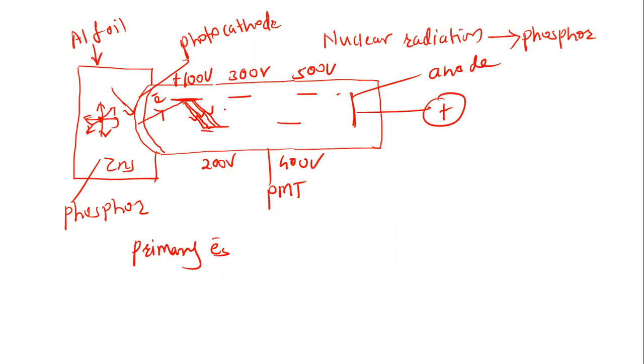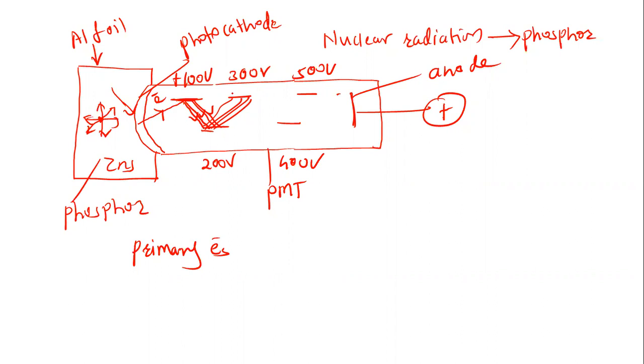Then all these electrons are accelerated towards the second dynode, where 200 volts of potential is applied. So the increasing potential is here, and due to that the electrons get accelerated. Now the 10 electrons go on; suppose they are accelerated to the third dynode here.